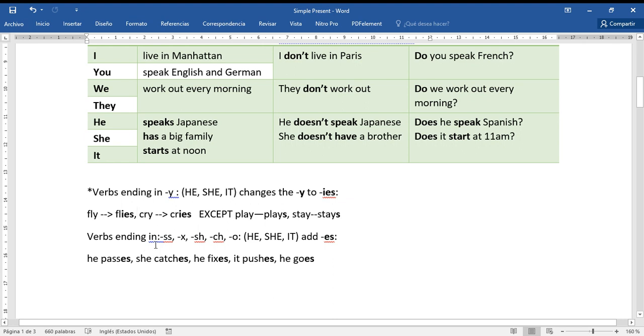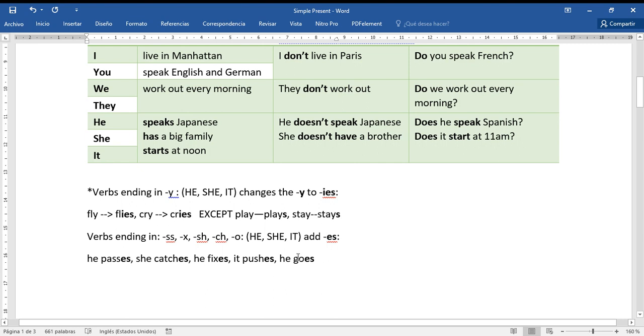There are other verbs that have a different ending. For example, the verbs that finish with double S, X, SH, CH, and O, you have to add an ES. Example, he passes, she catches, he fixes, it pushes, he goes. As you can see, depending on the ending, you have to add an ES.